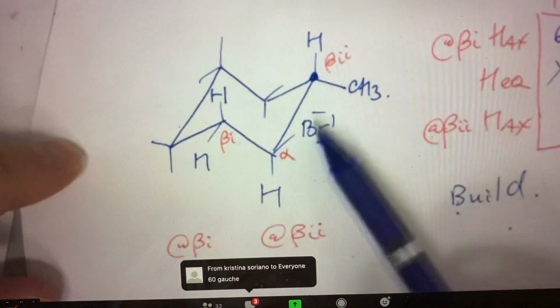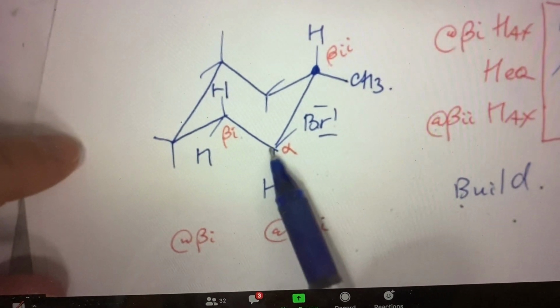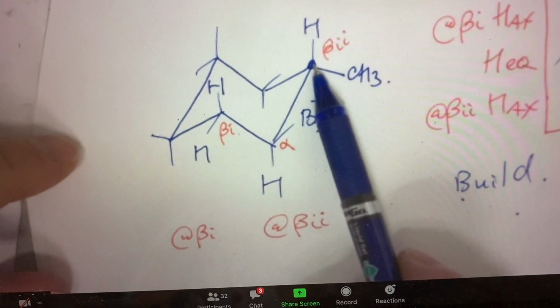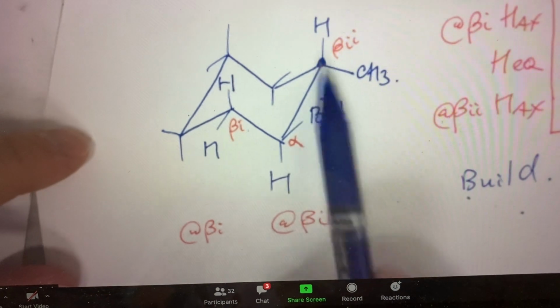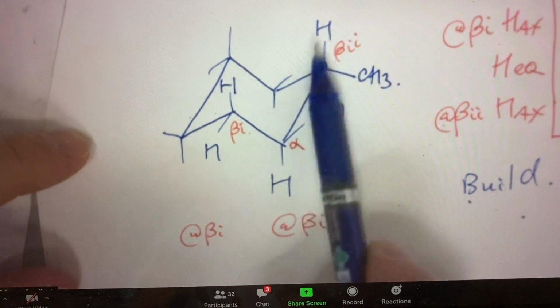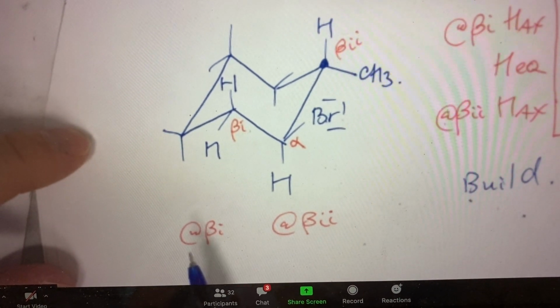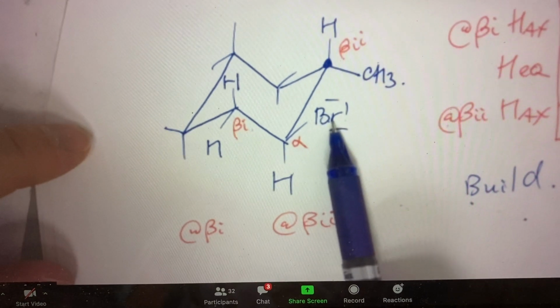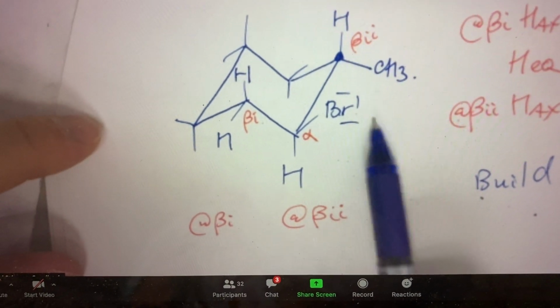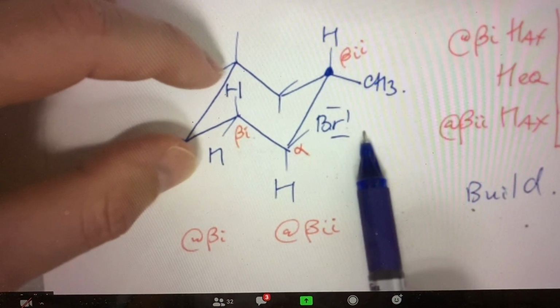If we're actually looking down here, this is also gauche to it. If you build a chair, the reason why a chair is so stable is because every bond is staggered. If you look down this bond, staggered, 60 degrees, 60 degrees. If you look down this bond, all the groups will be staggered to one another. That's why a chair is so stable. So when this bromine atom is in an equatorial position, everything beta to it is 60 degrees apart from it.